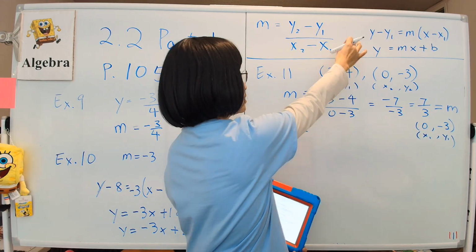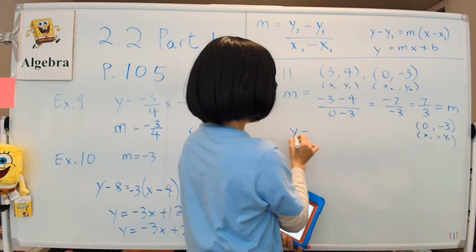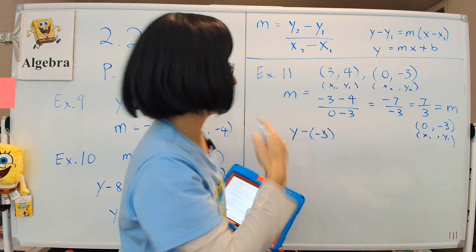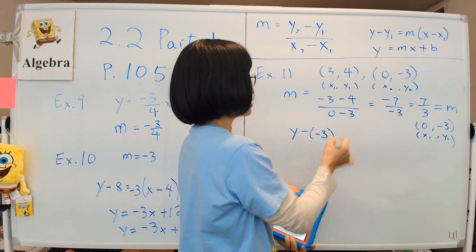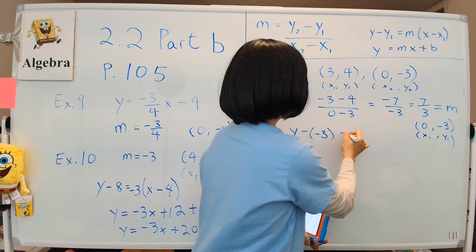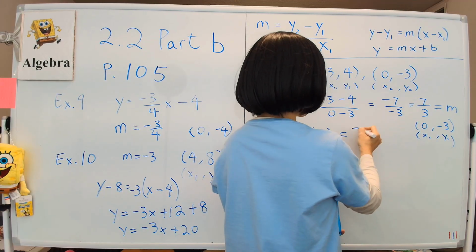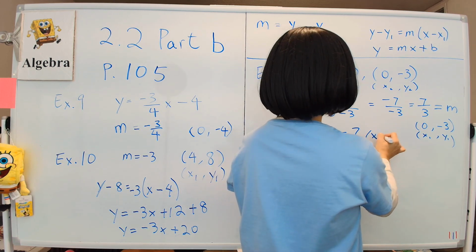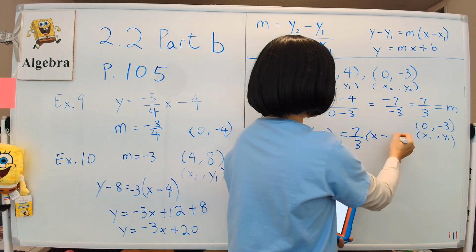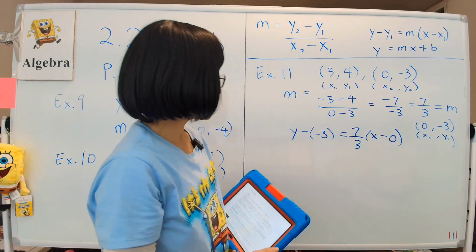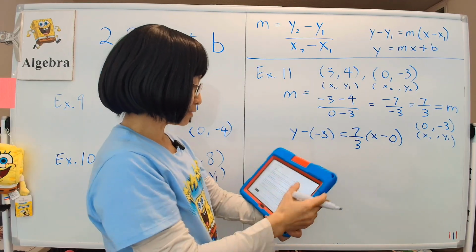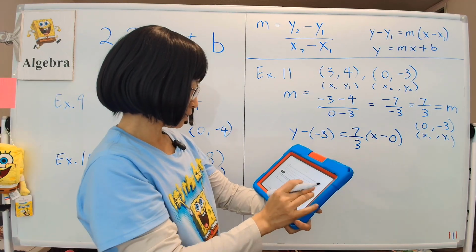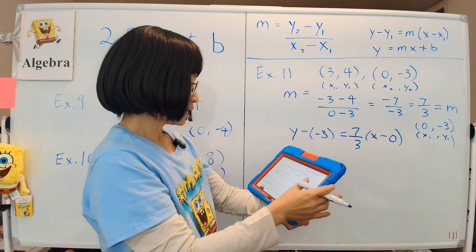And then in order to follow this formula, we'll have y minus y1. In this case, it is -3. Do not forget the negative sign. The -3 is y1, and that equals the slope, which we calculated to be 7/3, times x, the variable, minus x1, which is 0. So that is our equation. But let's see, what problem are we talking about? 11.